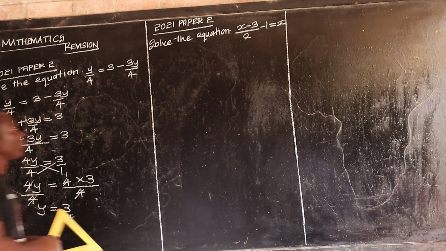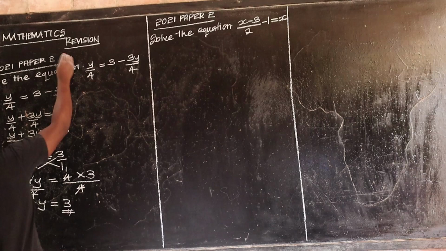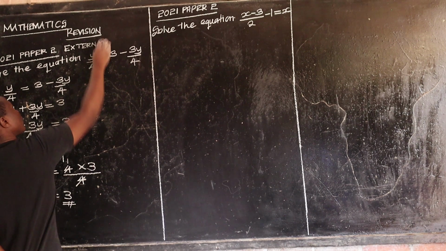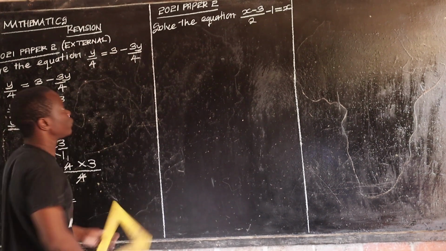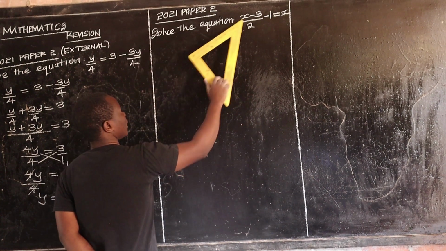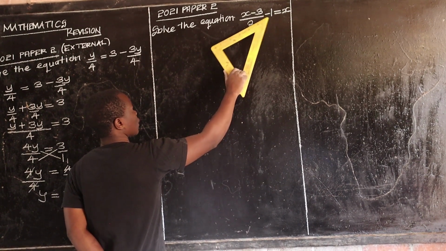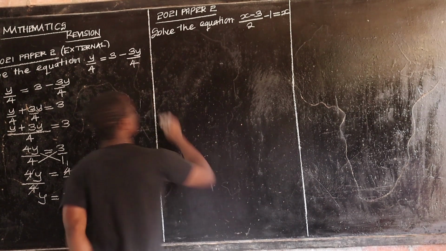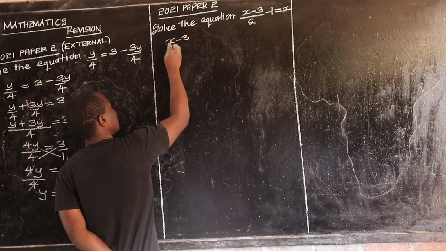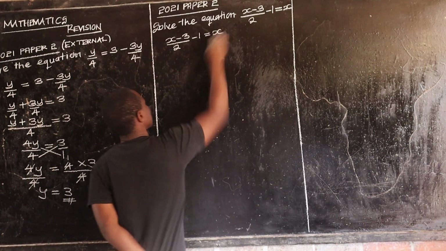So let's move on to another equation. So this one is external, this one is internal. So this is 2021 external. And then this is 2021 paper 2 internal. So it's saying solve the equation x minus 3 over 2 minus 1 is equal to x. So we have been given this equation which is x minus 3 over 2 minus 1 is equal to x.